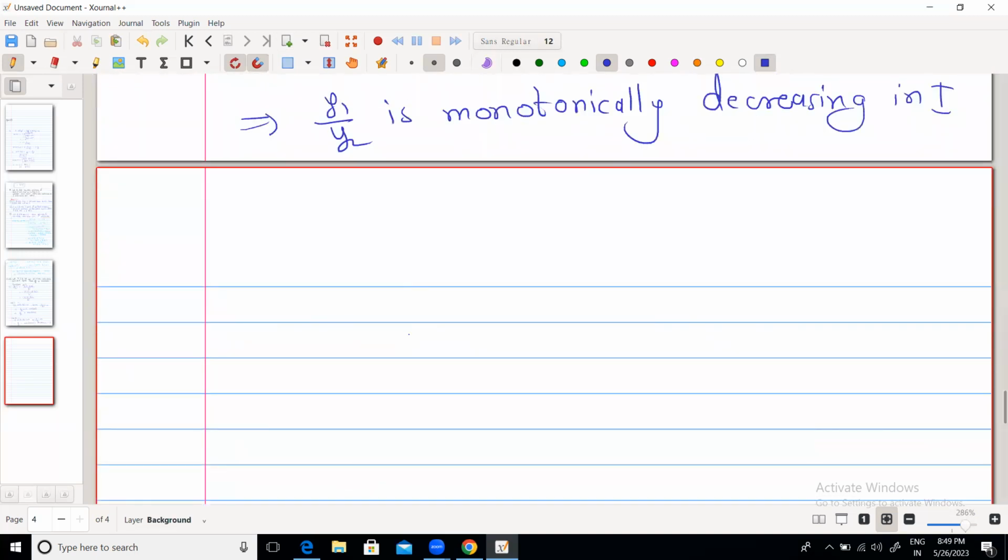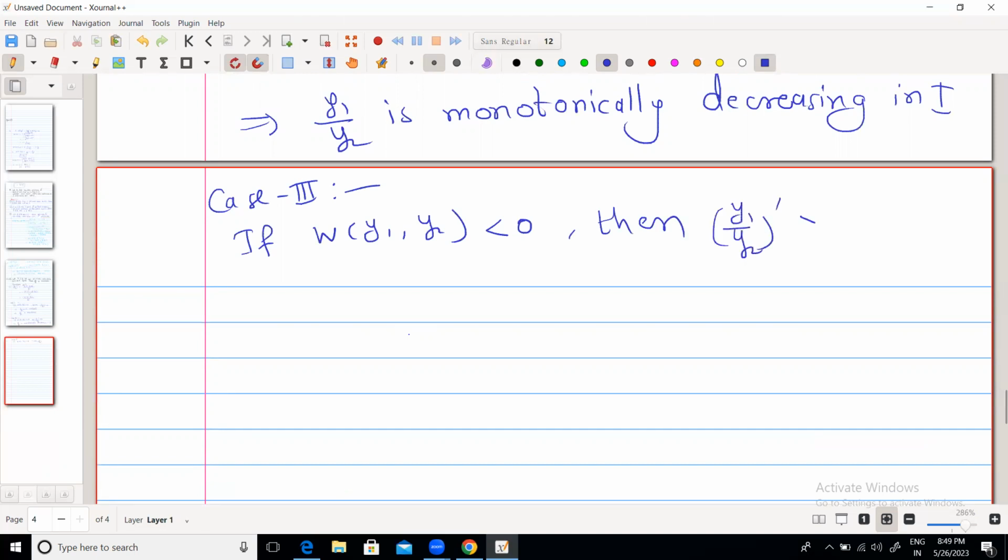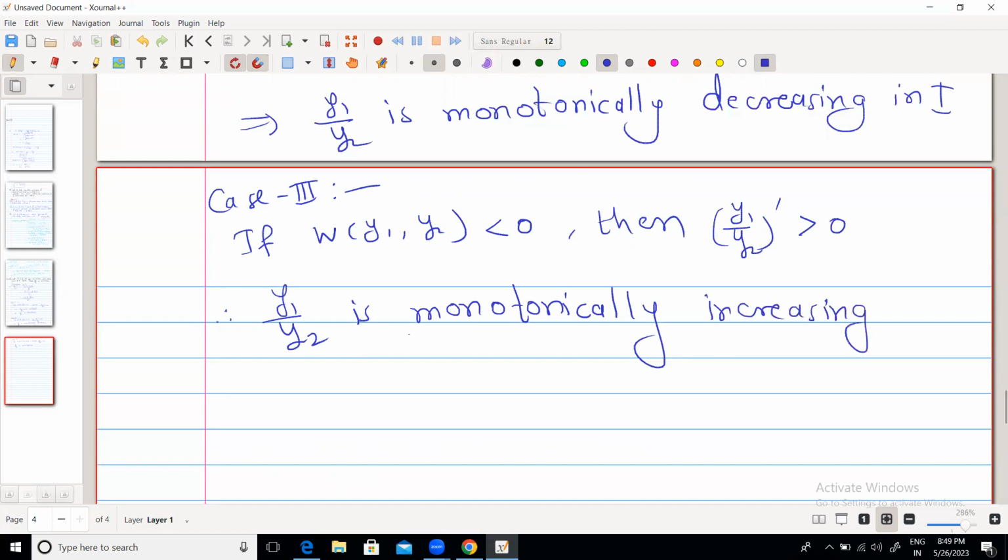right? So case 3. If Wronskian of y1 comma y2 is less than 0, then y1 by y2 dash is greater than 0. Therefore, y1 by y2 is monotonically increasing in I. Okay, right? Let us see the next example.